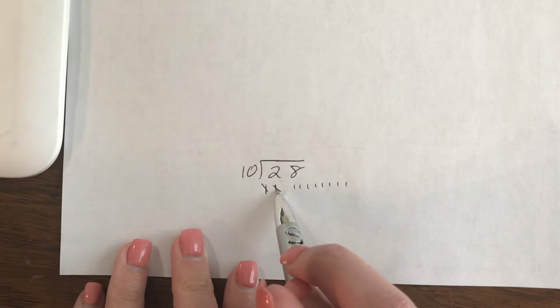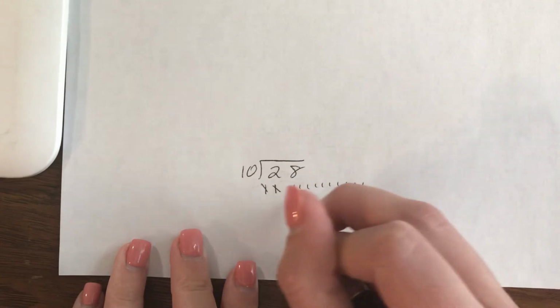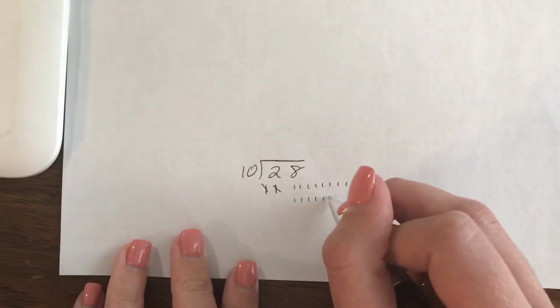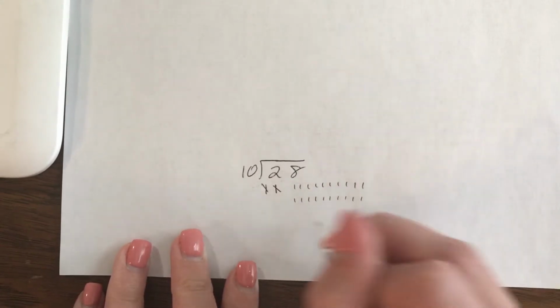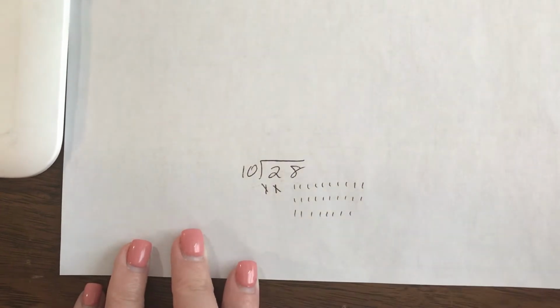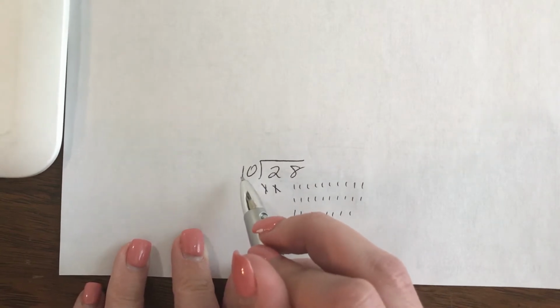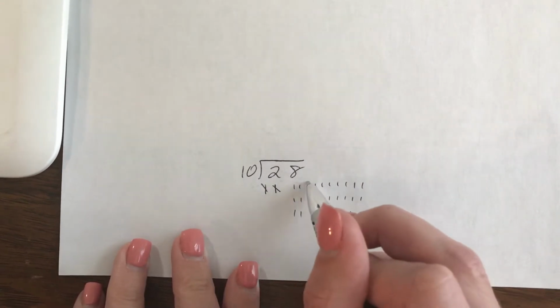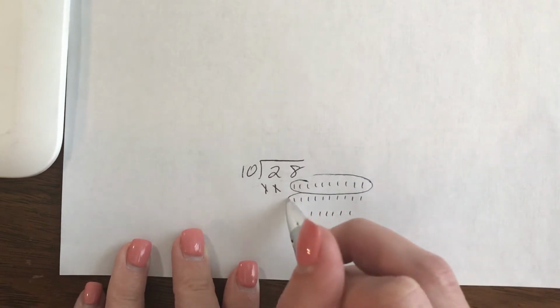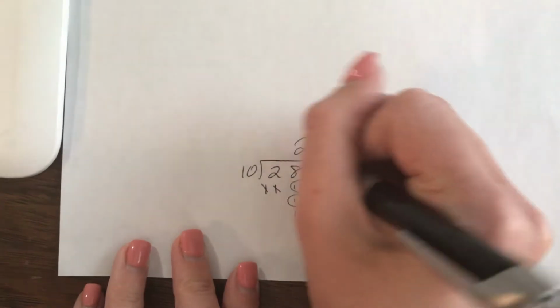So since there's 2 10s, we need to bring 20 over. So we're going to go 1, 2, 3, 4, 5, 6, 7, 8, 9, 10, 11, 12, 13, 14, 15, 16, 17, 18, 19, 20. Thinking about our divisor, this is going to tell us how many 1s need to be in each group. So we have 10 here. We have 10 here. So that's going to give us 2 groups.